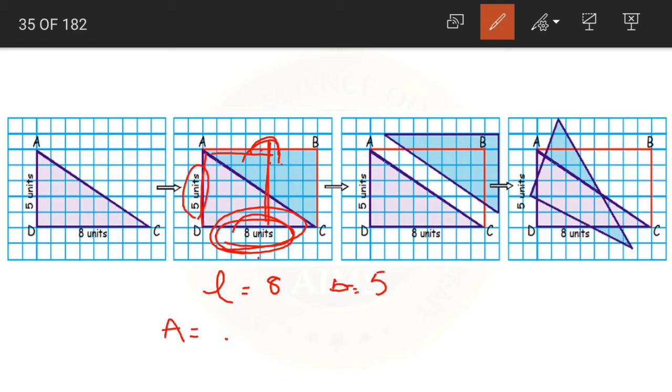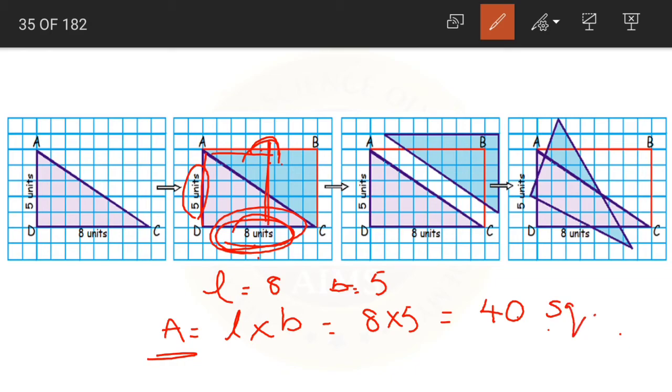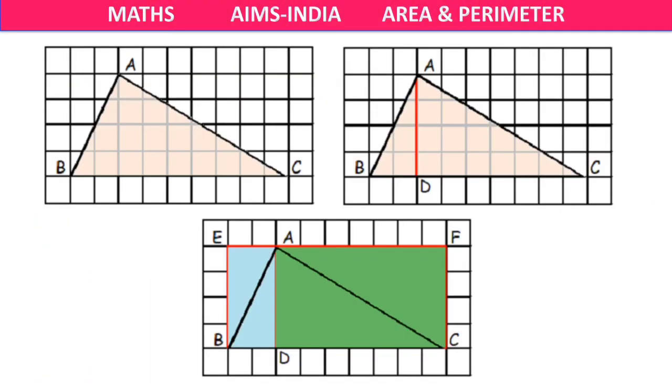So area becomes length into breadth, that is equal to 8 into 5 is equal to 40. And what is the unit of measurement? As it is area, we'll mention square. And here the lengths and breadths are given in units. So it would be 40 square units. Clear, children? We have found out the area of our rectangle ABCD. It is 40 square units.